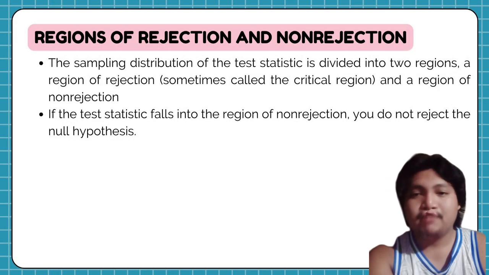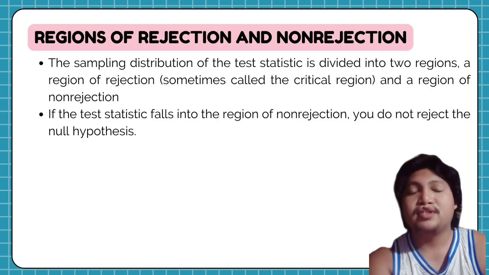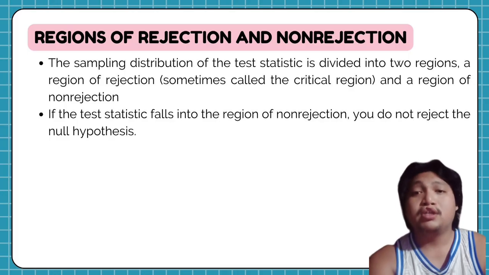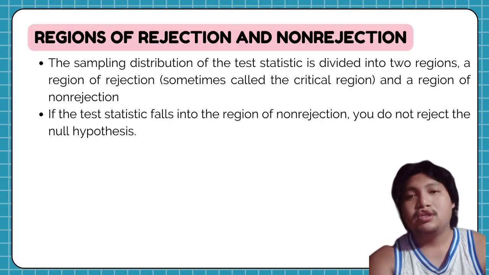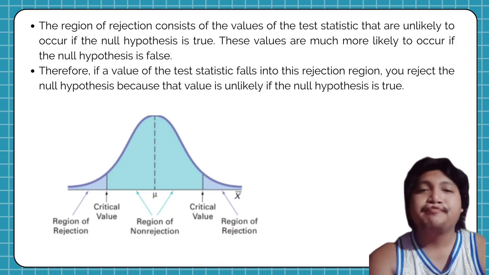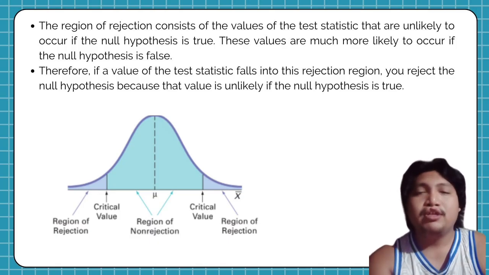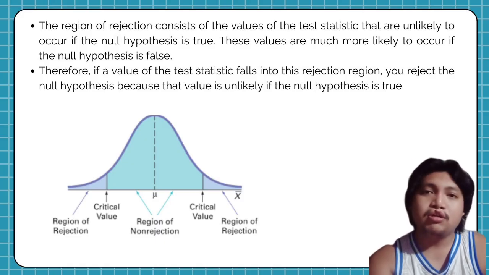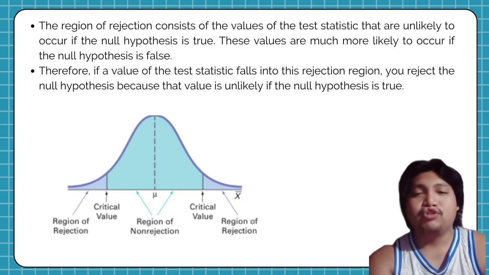So hello everyone, I am Rico Panya and I'll be discussing the regions of rejection and non-rejection. So first, what is the region of rejection and non-rejection? In hypothesis testing, the region of rejection is the area in the distribution where the null hypothesis is rejected. So the region corresponds to the values of the statistic that are unlikely under the null hypothesis. It is typically in the tails of the distribution.